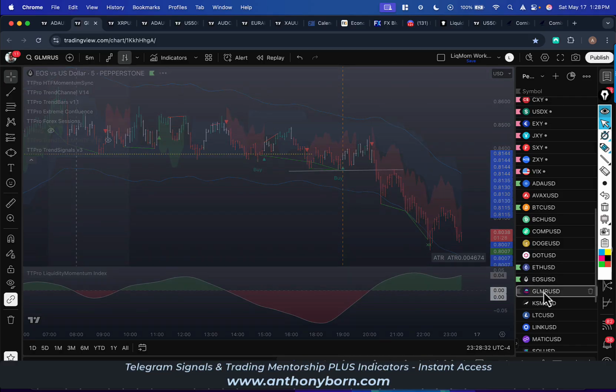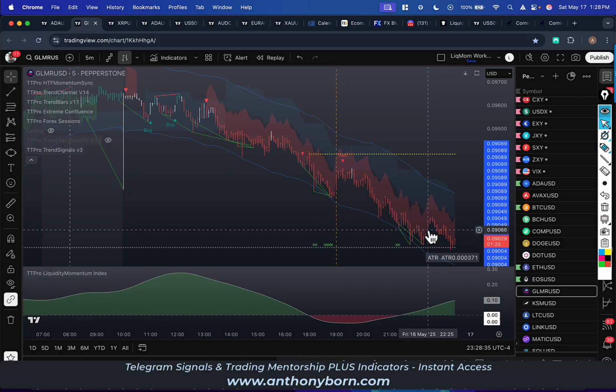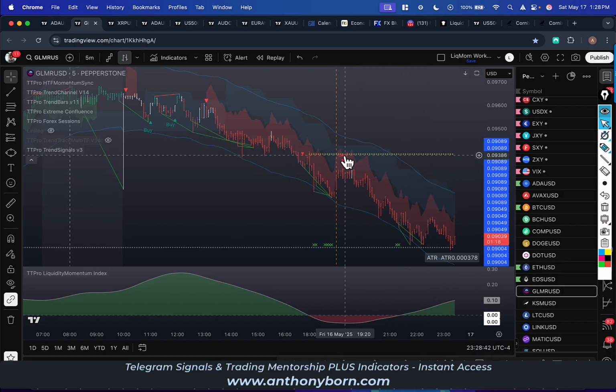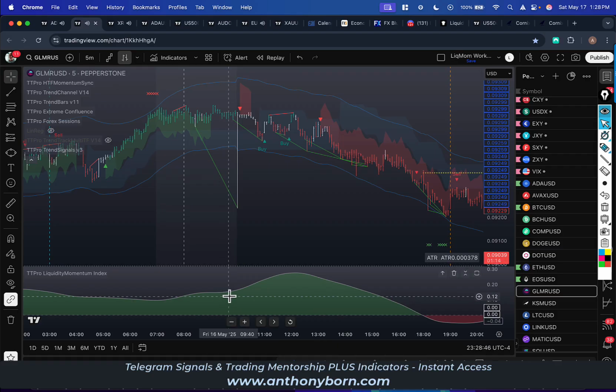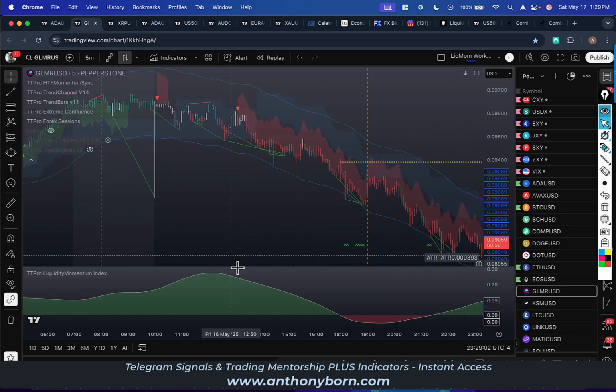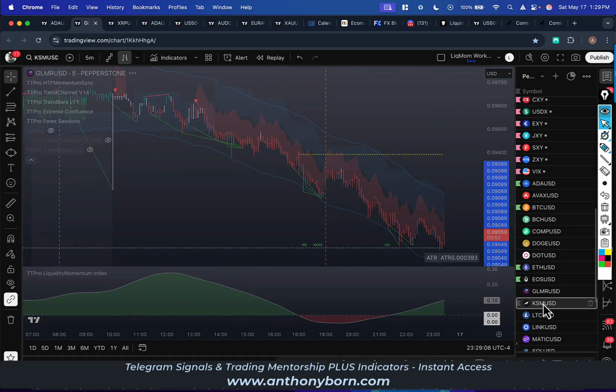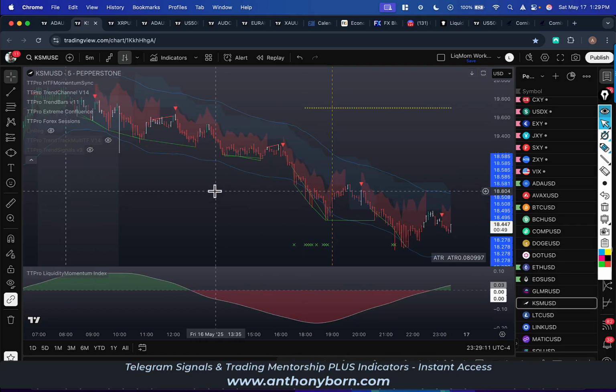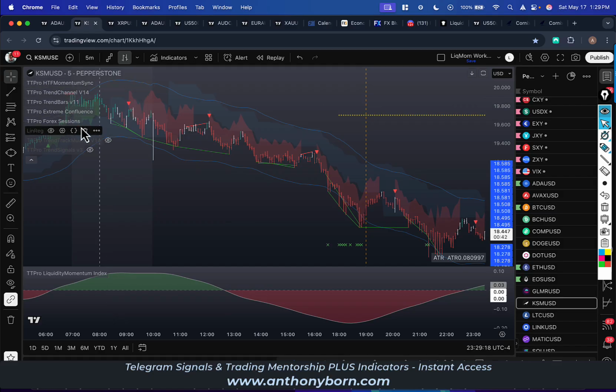This is GLMR. Nice. There's a sell signal there. That could have been okay. This one here, see, let's just take that out. There's no green under here. See, there's green back in here. There's no green under here, so don't touch that. There's no signal anyway. The red signal kicks in and this starts trending down. Oh well, KSM.